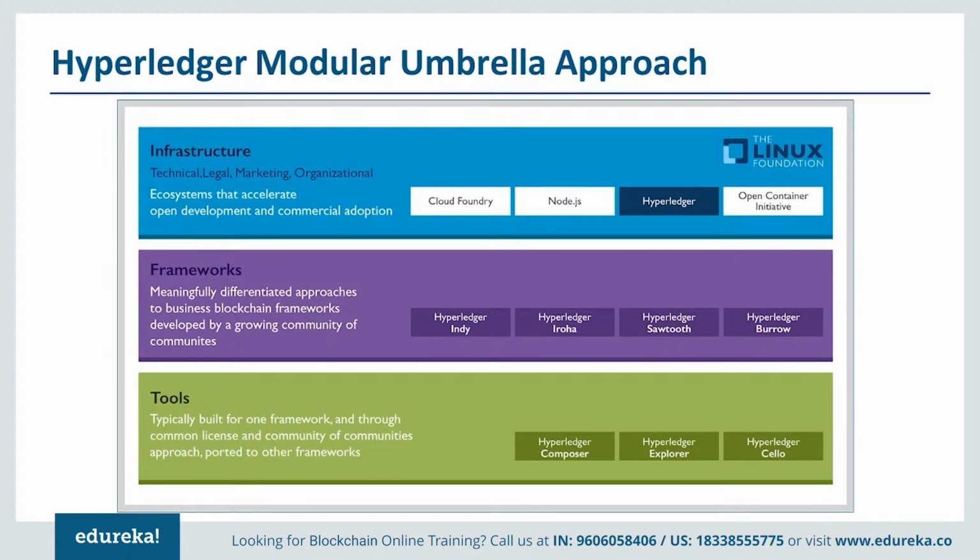So Sawtooth and Hyperledger Fabric are the key competitors in the market. While Hyperledger Fabric is number one in terms of business application, Hyperledger Sawtooth is number two. Hyperledger Fabric is promoted by IBM and Hyperledger Sawtooth is promoted by Intel, but they are all open source. So anyone can use anything. Even Intel can use Hyperledger Fabric, and even IBM can use Hyperledger Sawtooth. That's not a problem, but the primary contributions are from these companies.